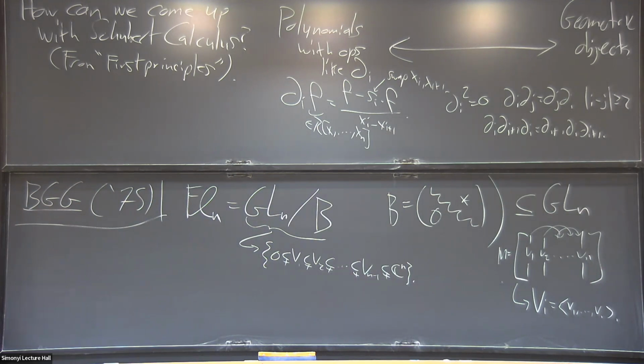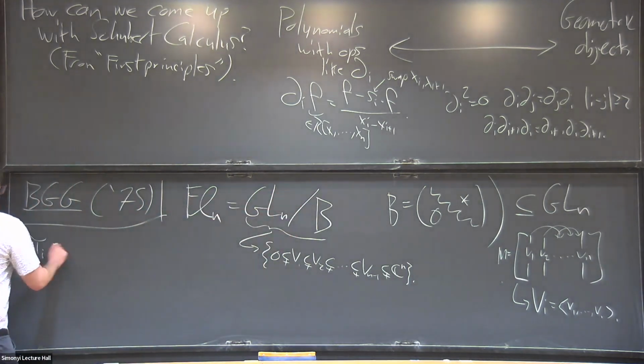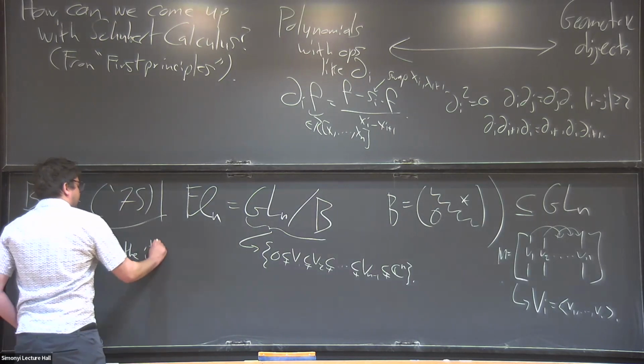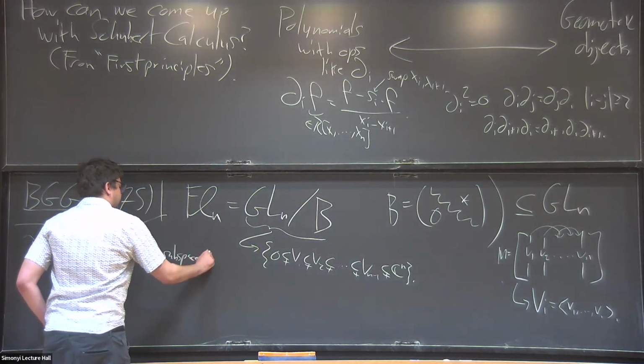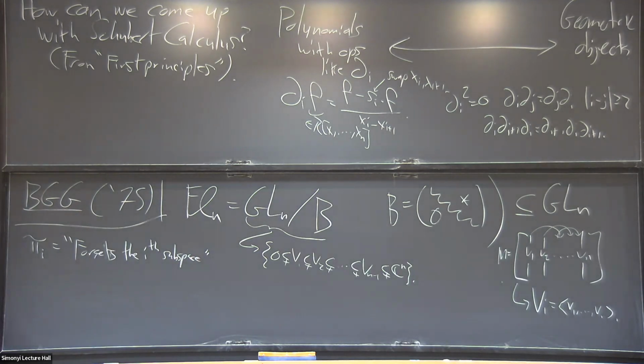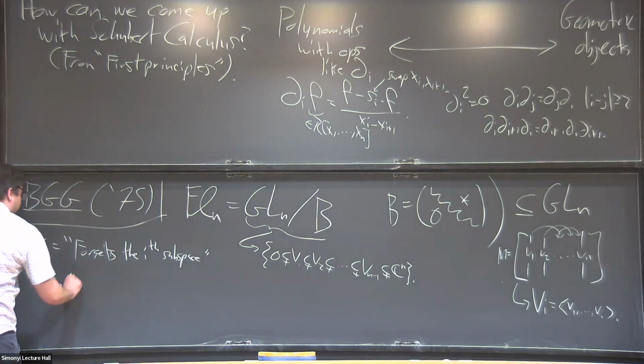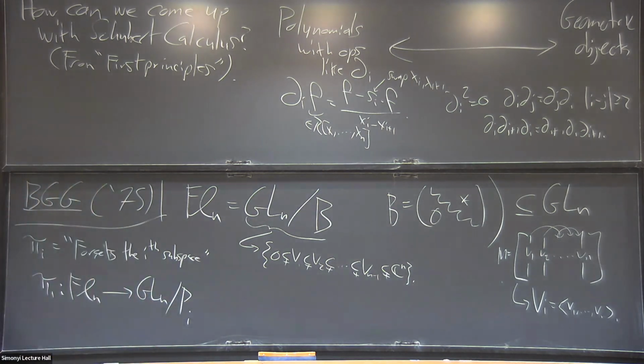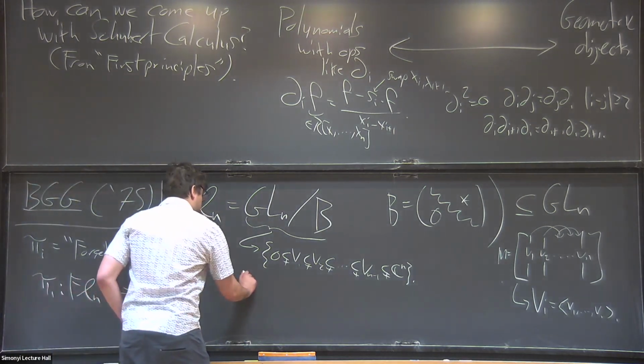Now, inside the flag variety, we have the following remarkable operation that I'm going to call pi I. Pi I is an operation that takes flags of subspaces and forgets the ith subspace. So this map pi I is actually a map from the flag variety to GLN mod a slightly bigger group called PI, the ith minimal parabolic subgroup, which looks like this.